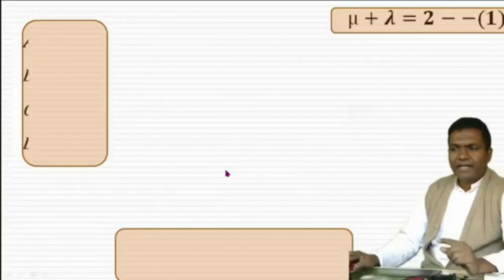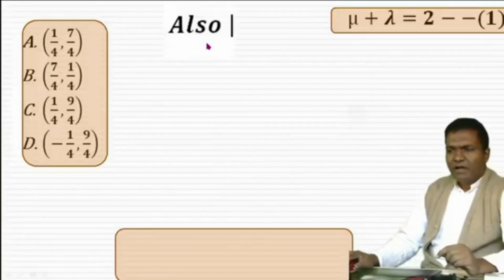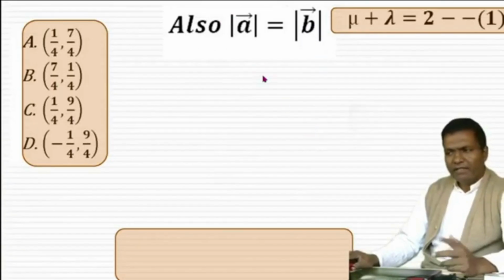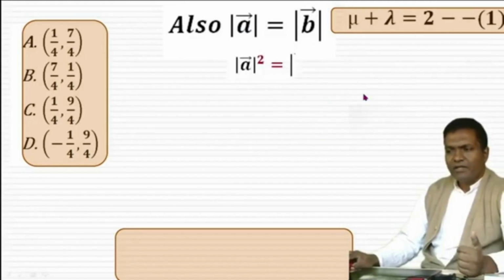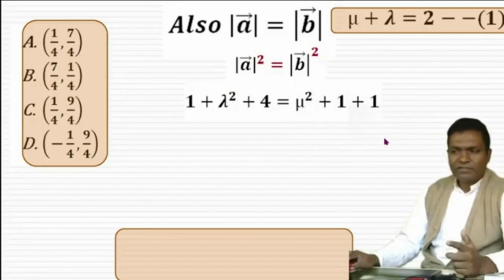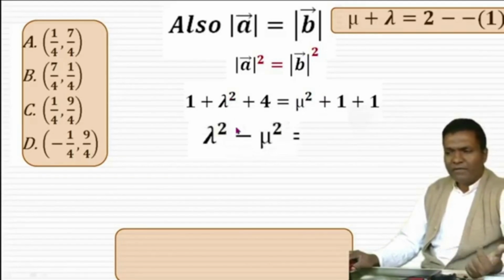Let us consider the second condition, that is, you are given magnitude of vector A equals magnitude of B. For simplicity, I take square on both sides. So magnitude of A square equals magnitude of B square, and you know magnitude of A square is 1 plus lambda square plus 4, and magnitude of vector B, its square is mu square plus 1 plus 1. So lambda square minus mu square to the left, and to the right, 1 plus 4 is 5.